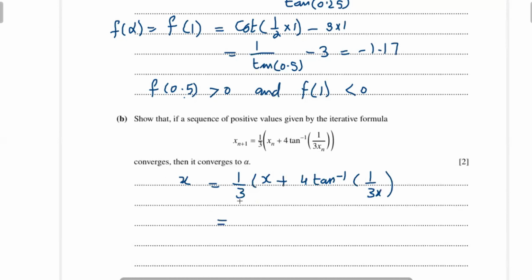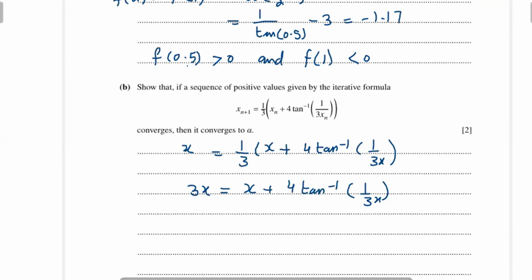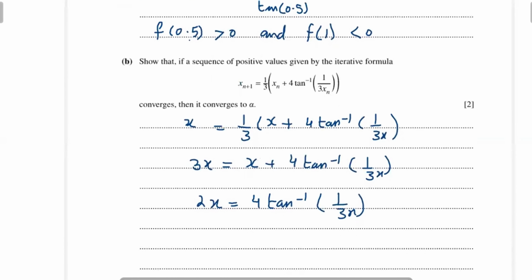equation. Now you see here we can write it as 3x equal to x plus 4 tan inverse 1 over 3x, and x shifts from right to left side, that becomes 3x minus x, that's equal to 2x equal to 4 tan inverse 1 over 3x, and when we shift the 4 from right to left side, that becomes 2x over 4, that's equal to tan inverse 1 over 3x. Now we can write it as x over 2 equal to tan inverse 1 over 3x.